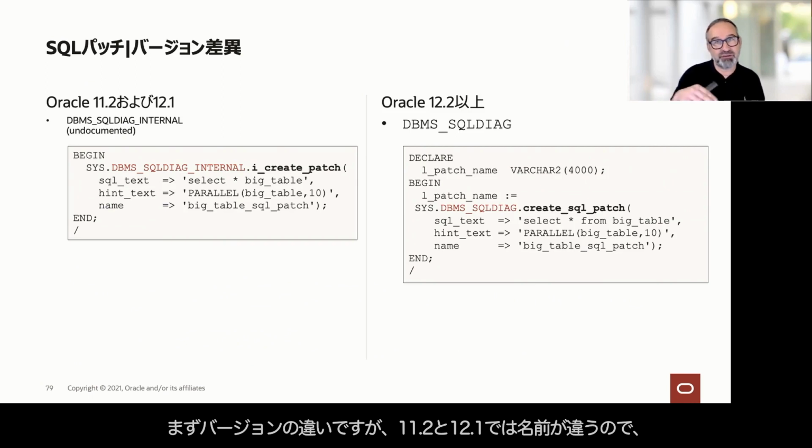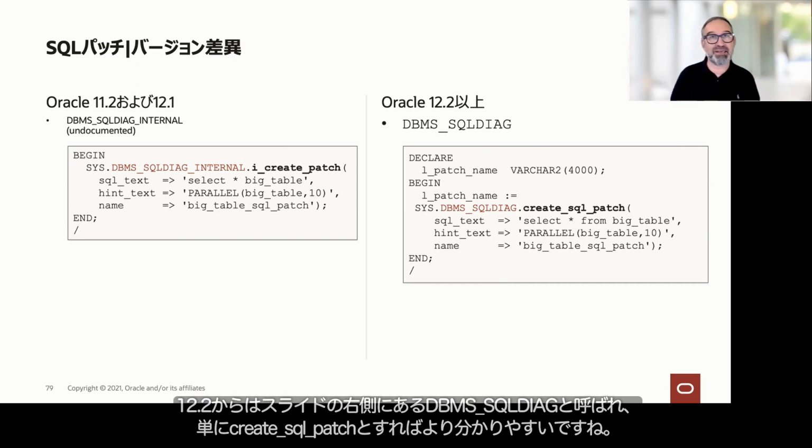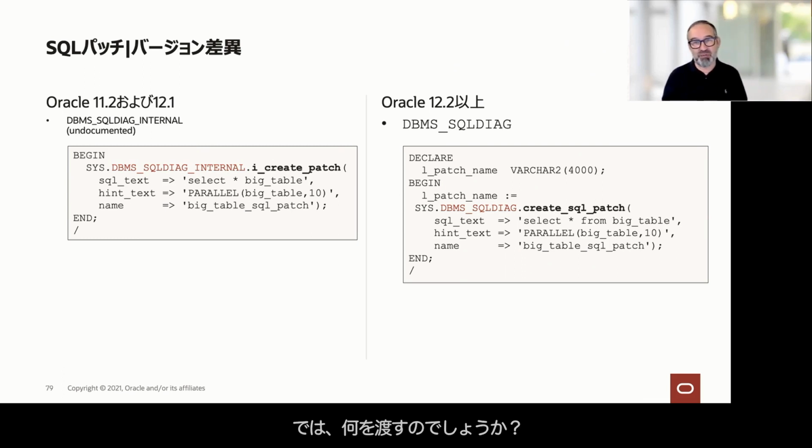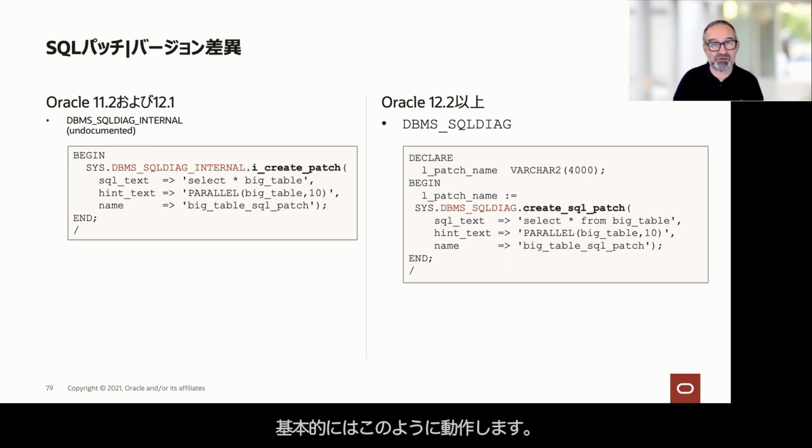So first of all, a version difference, because in 11.2 and 12.1, it was named differently. So in that case, we have to use DBMS_SQLDIAG_INTERNAL.I_CREATE_PATCH. Whereas since 12.2, on the right side here of the slide, it's called DBMS_SQLDIAG and simply CREATE_SQL_PATCH. Makes more sense. So what do we pass on? We pass on the SQL text or an ID, the hint we would like to add, and we give the SQL patch a name. That's basically how it works.